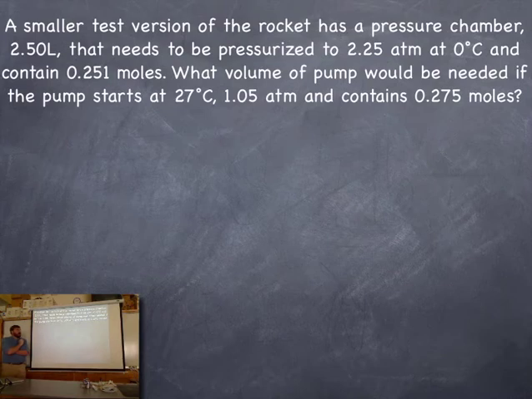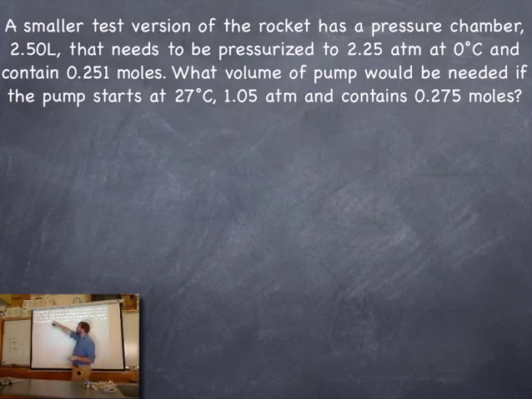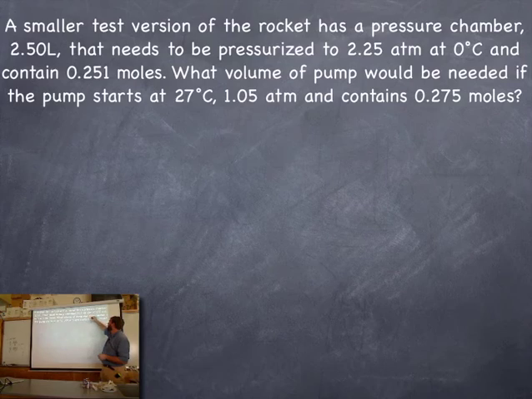Here is a smaller test rocket that we're using. It has a pressure chamber that holds 2.5 liters. Needs to be pressurized to 2.25 atmospheres at 0 degrees Celsius. And we need it to contain 2.51 moles to get enough propellant to launch our rocket. What volume would our pump need to be if the pump starts at 27 degrees, 1.05 atmospheres, and contains 2.75 moles?